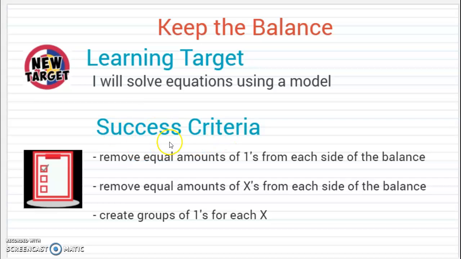Our goal, or the way we're going to solve this, is by removing equal amounts of ones from each side, removing equal amounts of x's from each side, and then we're going to create groups of ones. We're going to distribute them for however many x's we have left. But the key to today is whatever we take off from one side, we have to take it off from the other side. So if you take it off on the left, you have to take it off on the right, so that way you can keep the balance.